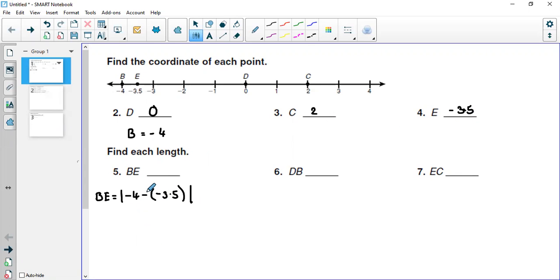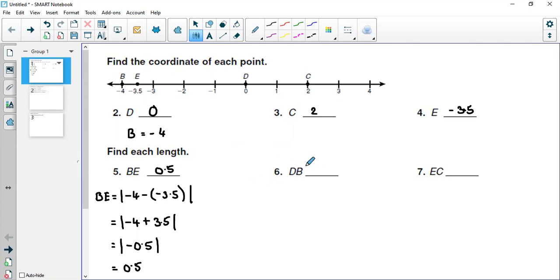So you know how to simplify. There's always an invisible one here. So that leaves us with -4. Negative into negative will give us a positive 3.5. So -4 plus 3.5. One is negative, one is positive. The rule is we need to subtract. So 4 minus 3.5 will give you a negative 0.5. 4 minus 3.5 is half, right? So the distance between B and E is 0.5. Let me write down the answer here, 0.5.